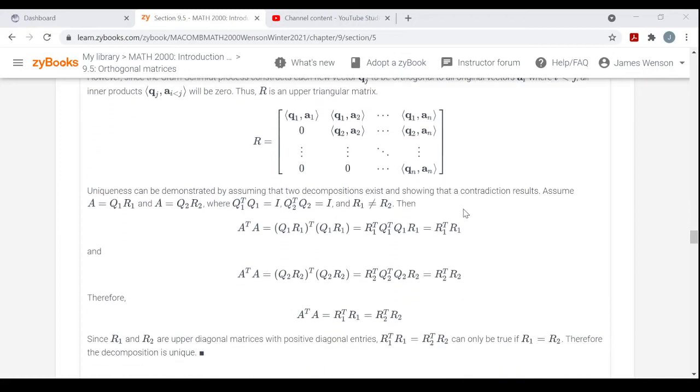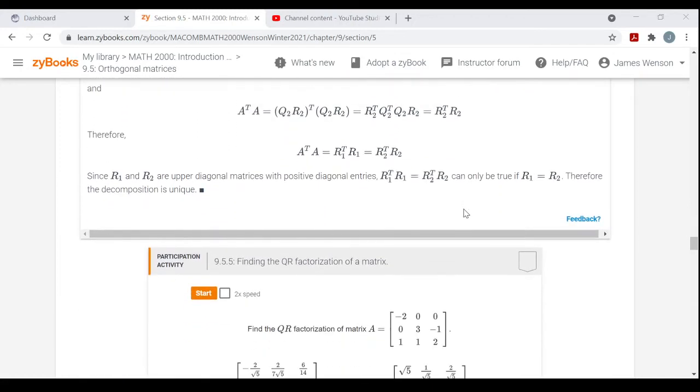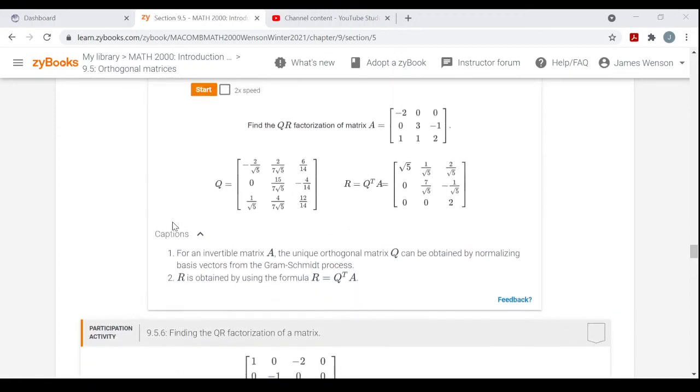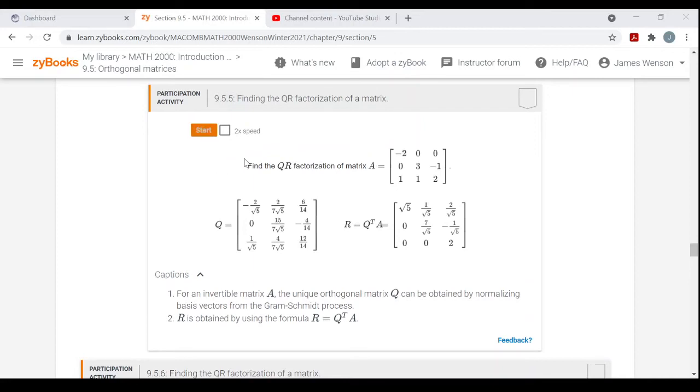So again, I'll let you read through the proof. All right. Now first, I'll play this animation here for you, and then I'll do one example. Okay. So they're asking here, find the QR factorization of this matrix A, a 3 by 3 matrix here.